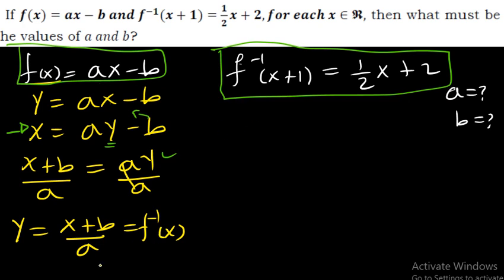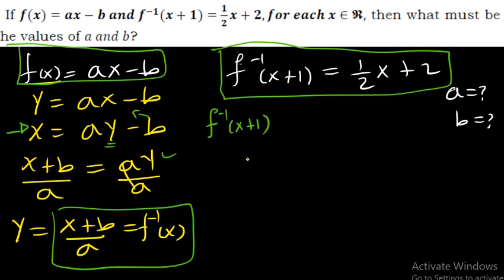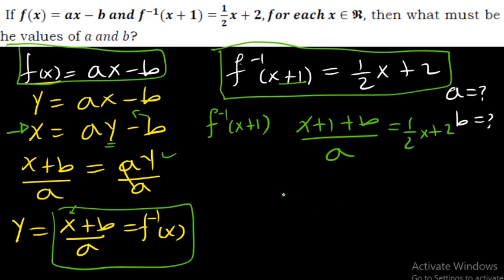Now, f inverse of x is this one, so what will be f inverse of x plus 1? Substitute x plus 1 in place of x here, because f inverse of something means that something has to be inserted in place of x. So I write x plus 1 plus b over a. This is equal to half x plus 2, already given.